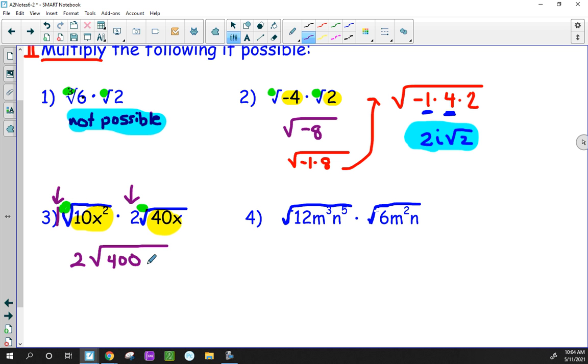X squared times x is x to the third. You'll then go to your perfect squared list, and you'll look and see, is 400 in the list? And remember, we did start it prematurely. We stopped it early. So you might want to grab your calculator, type in the square root of 400, and see if it actually is a perfect square. If it is, awesome. You write down the answer.